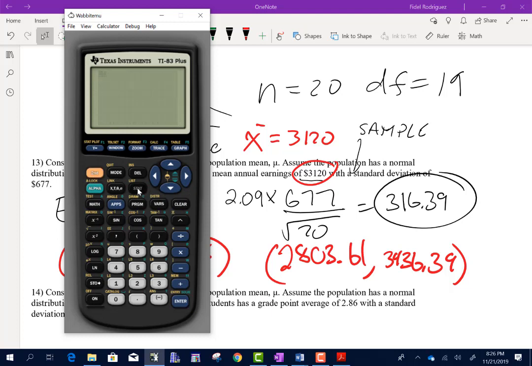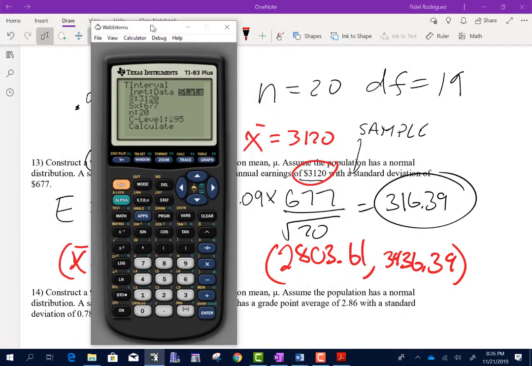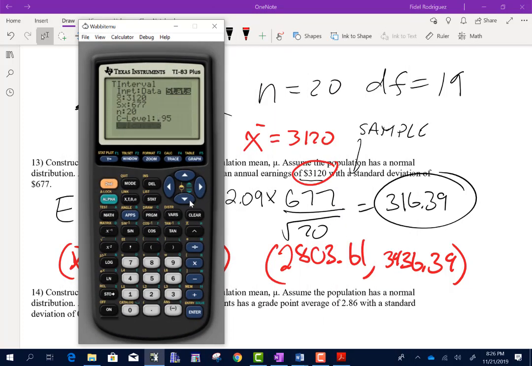Okay, here we go. Stat, test. Here we go. T-interval. You're right. Number 8, I want to say it is. There we go. Okay, so now enter the data. My X bar. So we said our X bar was what, 3120? Our S in this case was the 677. Our N, how many students were we looking at here? 20. And what's our confidence level in this case? 0.95, so we don't got to change it. At least mine's already at 0.95.